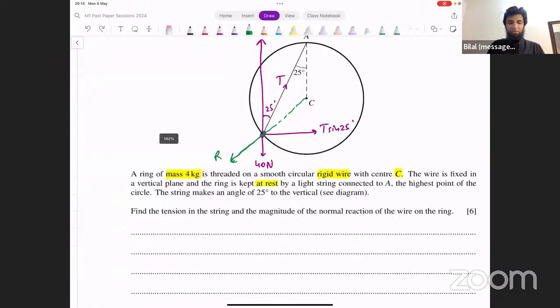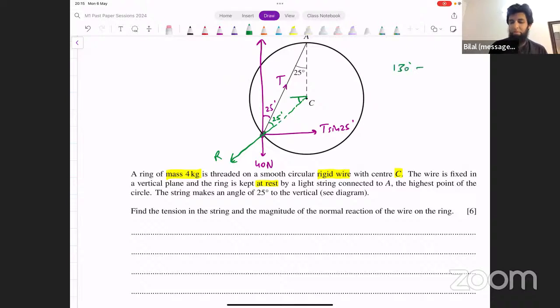Now, can we find the angle for this reaction to try to resolve it horizontally and vertically? How do we do that? If this angle is 25, can we say anything about this angle? This is radius. This is also radius. It's an isosceles triangle. So this angle is also 25 degrees. Now, if this angle is 25 degrees, what about this remaining angle? 180 minus 50, that's 130. So this complete angle is 130. If this complete angle is 130, what about this angle?